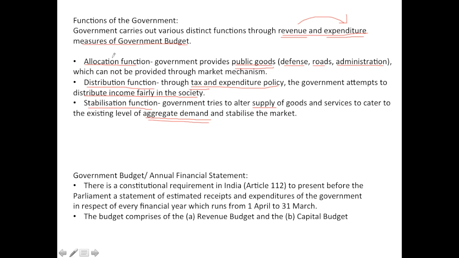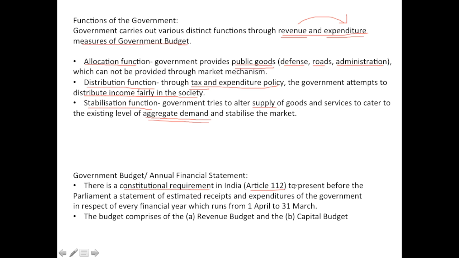So these are the three major functions of the government which are carried out by revenue and expenditures of the government budget. Now, what is the government budget? The government budget is a constitutional requirement in India under Article 112. This is important because there is a topic in your syllabus which is called Indian political system. In that, it may be very easily asked under which article is the government budget formed, or under what article is the government budget a constitutional requirement of the government.